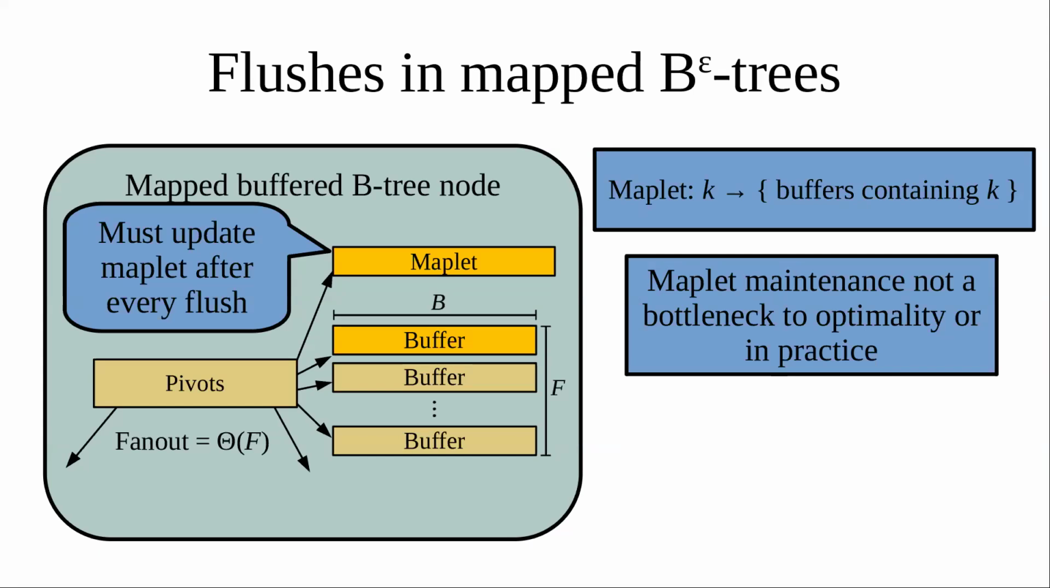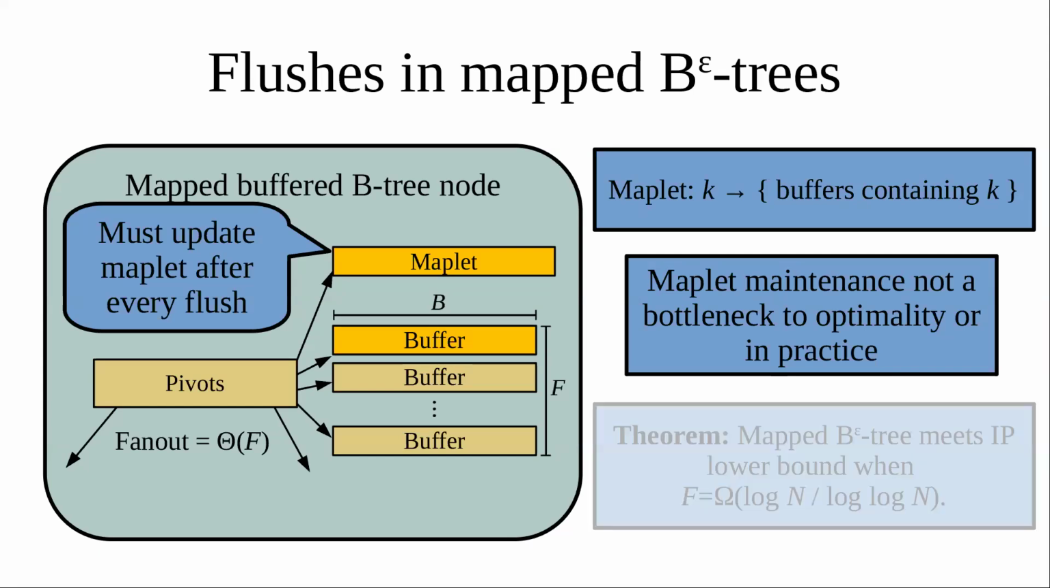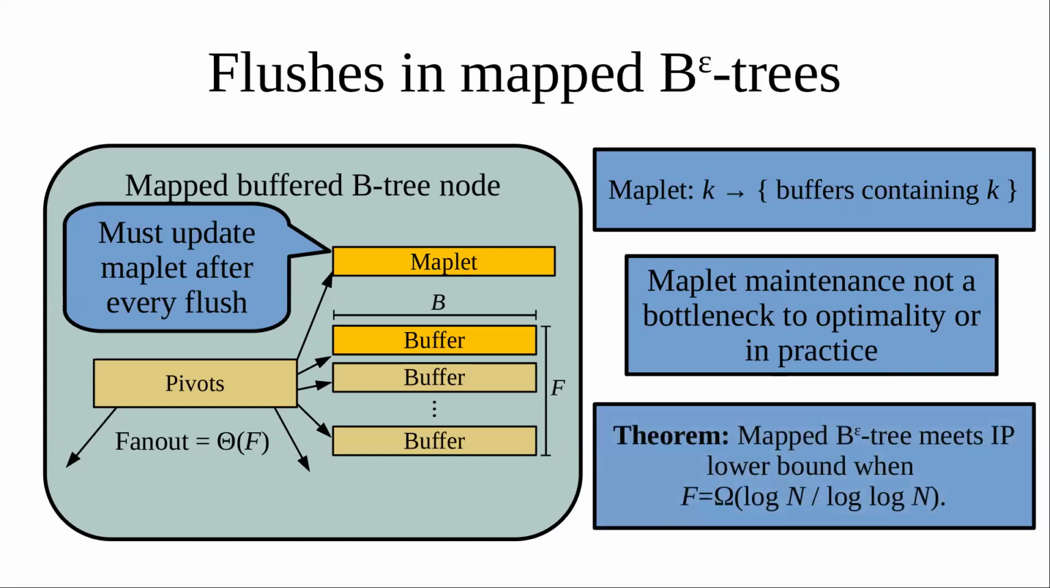But in practice, your key-value pairs are much larger than a word. Each entry in the maplet is only a few bits. So the maplets are so much smaller than the data in practice that for that reason, they're not a bottleneck to maintaining the data. And so we can prove the theorem that this data structure meets the Iacono-Pătrașcu lower bounds whenever the fanout is log over log. And then you can also prove that you get the Iacono-Pătrașcu bound that was mentioned at the beginning of the talk.